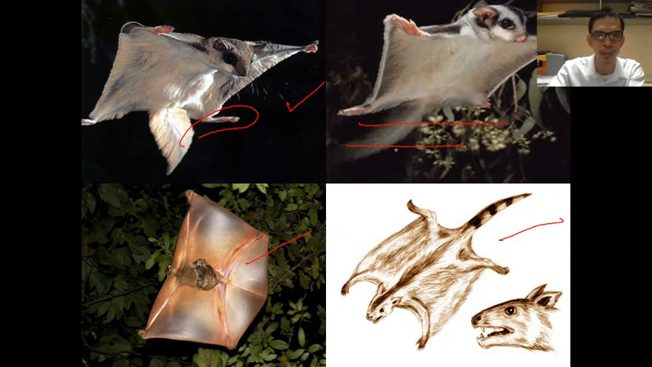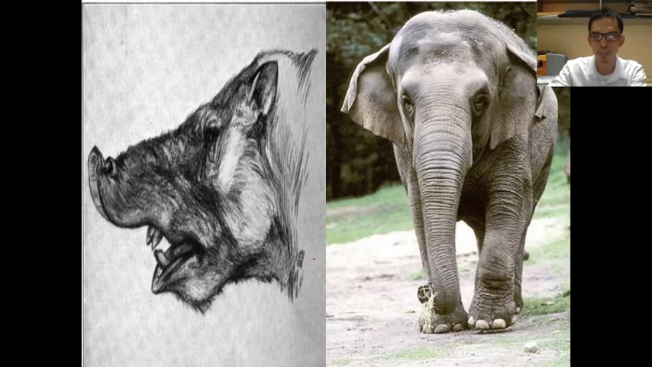This one is the sugar glider. This is the flying squirrel. This is the flying lemur, and this is their prehistoric ancestor. Next one. Elephants. Their prehistoric ancestor and their modern counterpart. As you can see, their nose is completely the same. Although this one is long and this one is short, its function is the same. That's an example of parallel evolution.